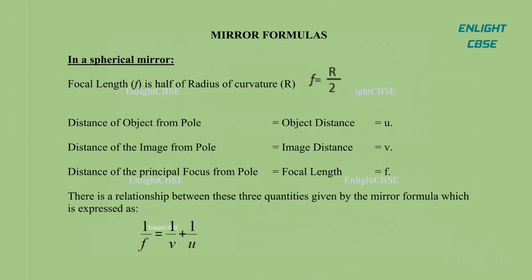In a spherical mirror, the focal length is called F. Radius of curvature is called R. Focal length is half the radius of curvature. Focal length is always measured from the pole. Distance of object from pole is called U. Distance of the image from pole is called V. There is a relationship between these three quantities given by the mirror formula, which is expressed as 1/F = 1/V + 1/U.